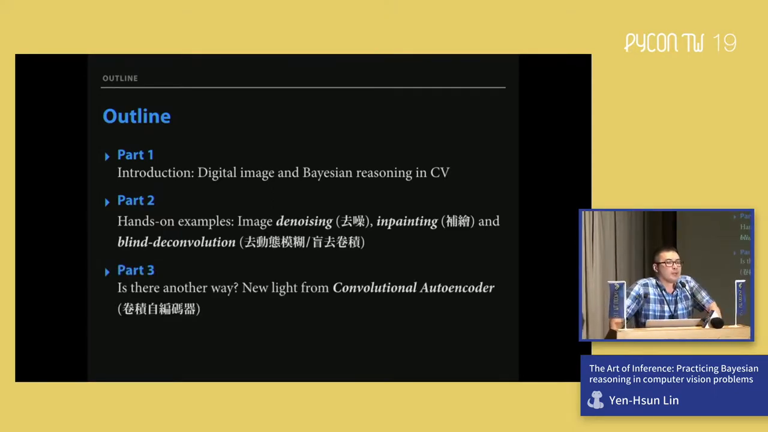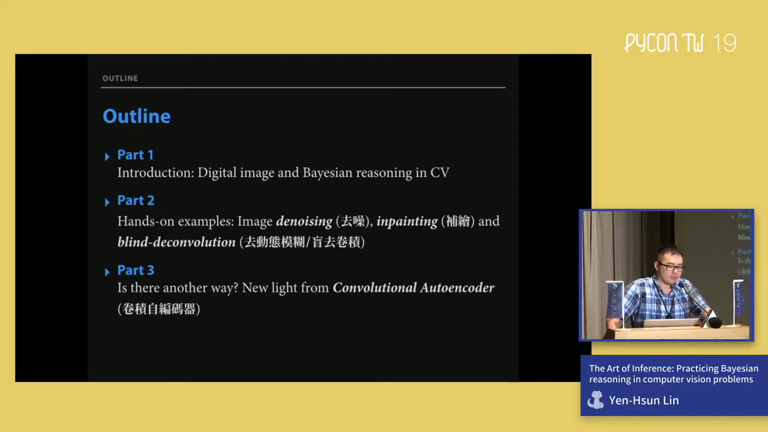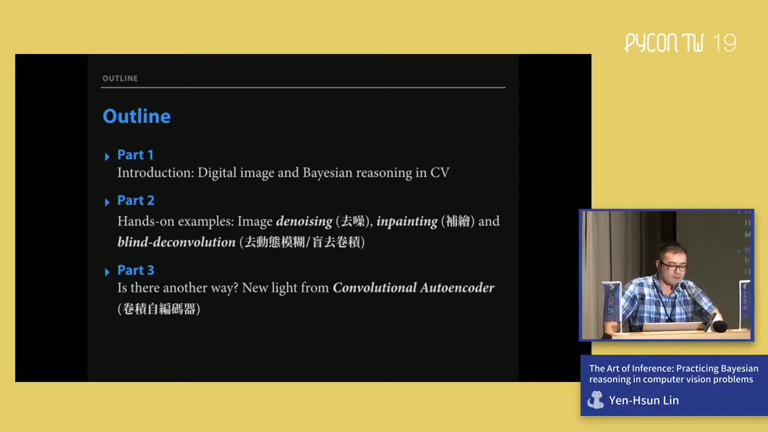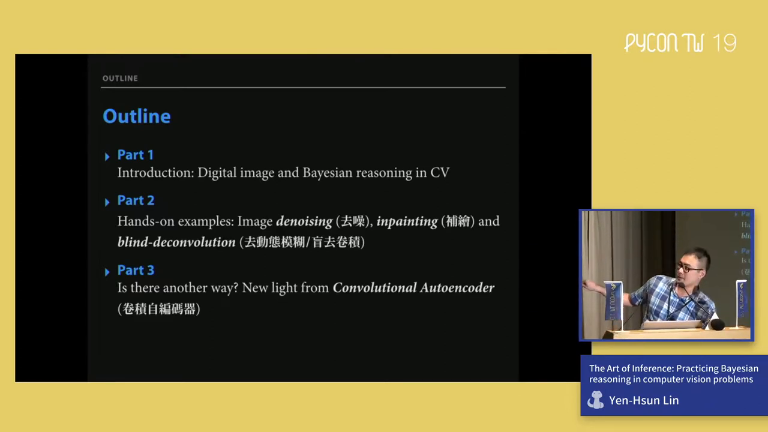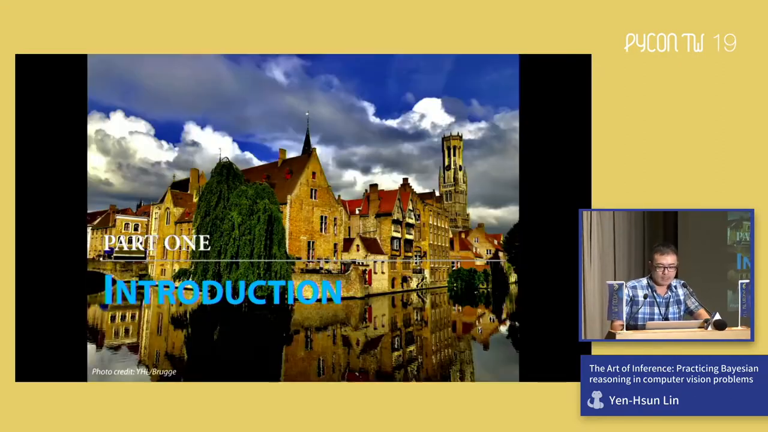Again, after these two parts, due to the vast growth and impact of convolutional neural networks recently, I will conduct a very short comparison between two methods. One is Bayesian inference, the traditional way. The other is the CNN way, particularly focused on the convolutional autoencoder. After these three parts, I would like to give a short summary and a QA section. Okay, so let me get started.